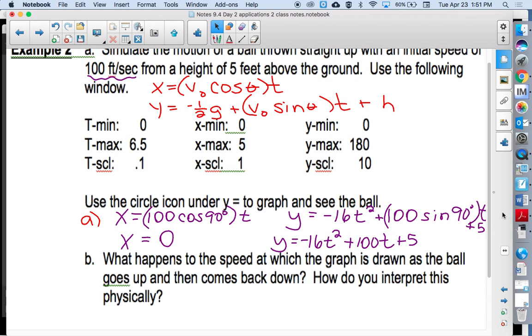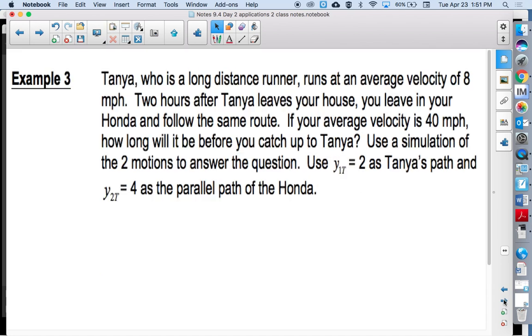So the last thing that we are going to look at is another type of activity. These are more like, what can you do with the calculator? How do these parametric equations work in the calculator, especially dealing with objects in motion? So this is all objects that are in motion. The last problem on here is talking about a long distance runner.